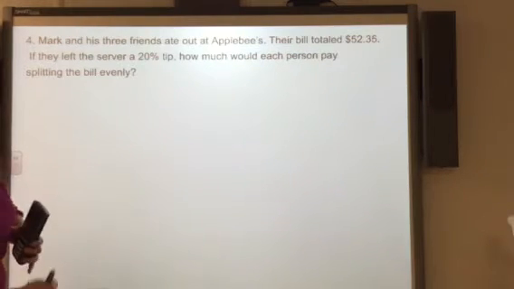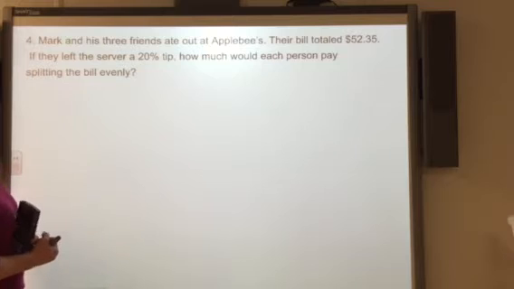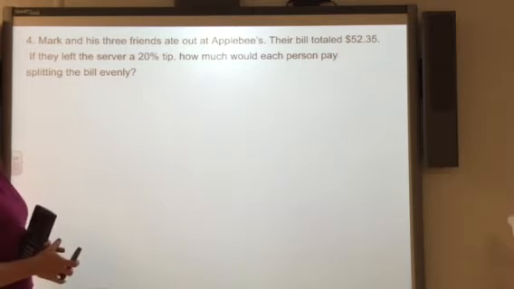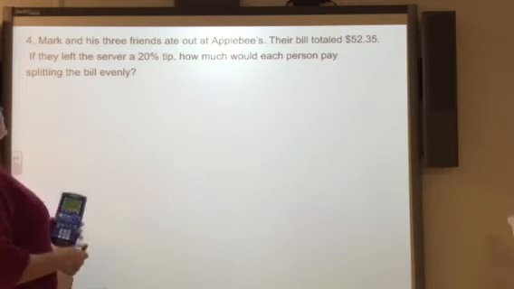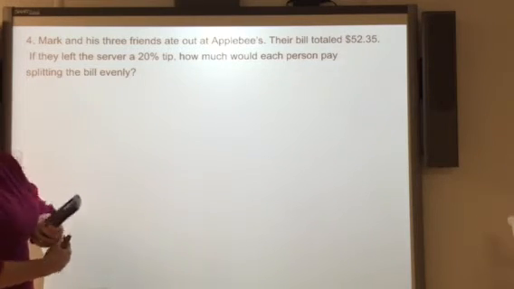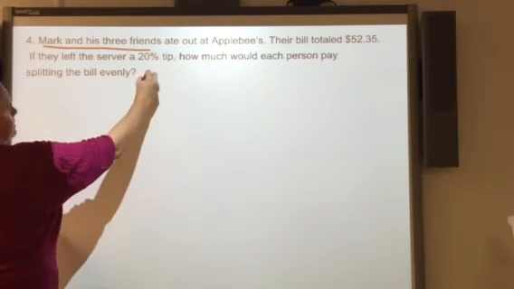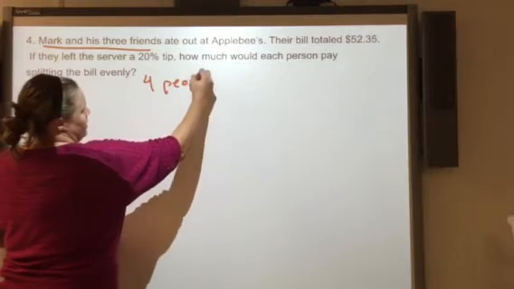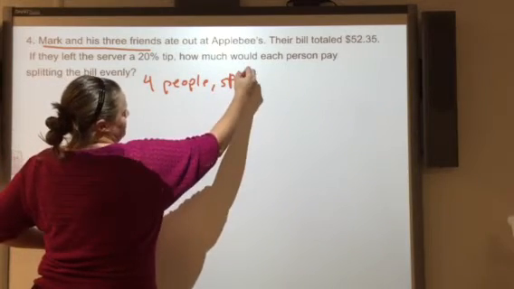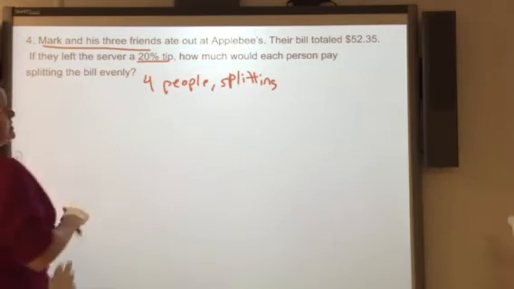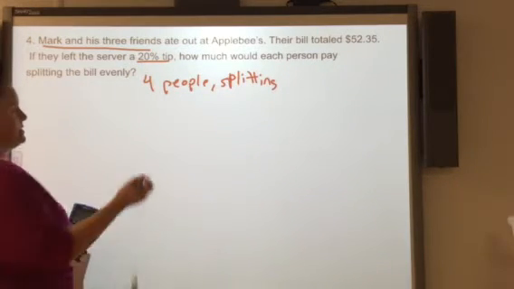Number 4, Mark and his 3 friends are out at Applebee's. Their total bill was $52.35. If they left the server a 20% tip, how much would each person pay if splitting the bill evenly? So we have a multi-step problem right now. We have Mark and 3 friends, which is 4 people. We're splitting the bill. And we have a 20% tip. So first we're going to find out what the tip is total.